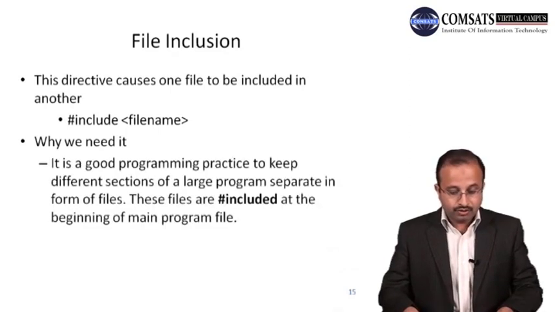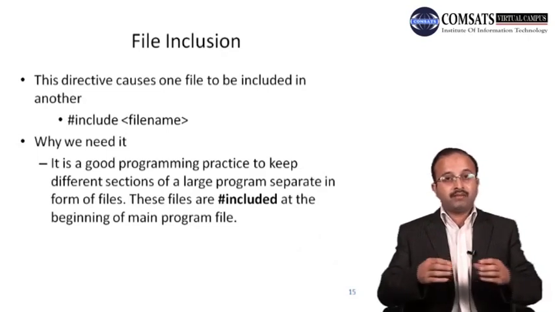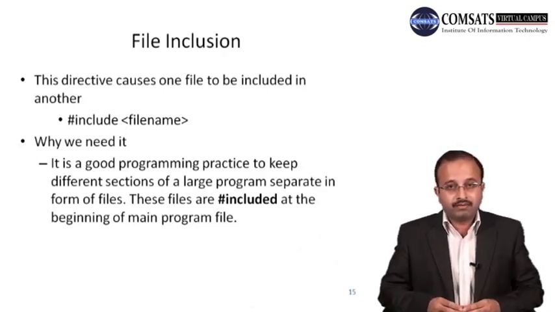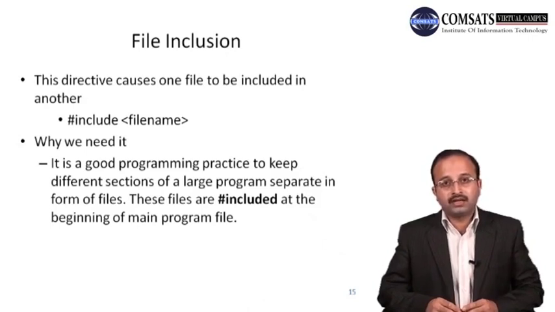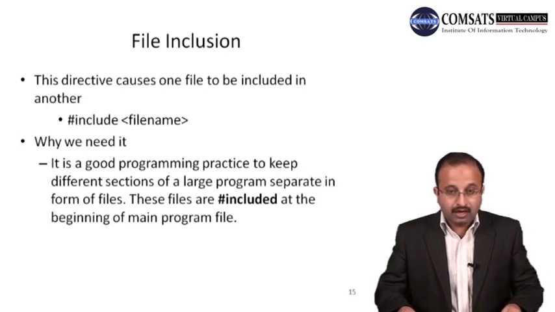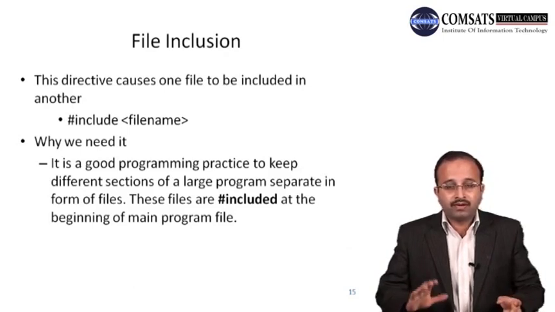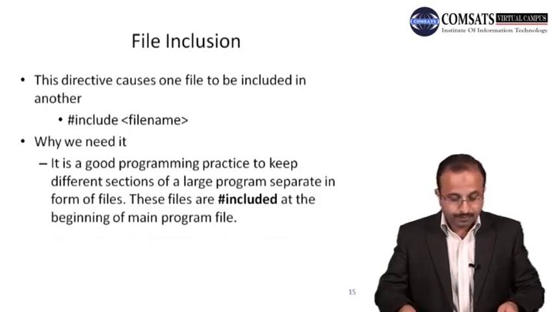Why do we need it? It is good programming practice to keep different sections of a large program separate in the form of files. So these files are included at the beginning of the main function file. जिस program में आपके पास main function आ रहा है, that is the main program file, and you include all those parts of the file in your program. We will see an example of it. कि हम एक प्रोग्राम बनाएंगे, लेट्स से हम एक प्रोग्राम बनाएंगे जिसमें एडिशन हो रही है, सब्ट्रैक्शन हो रही है, मल्टीप्लिकेशन हो रही है, डिवीजन हो रही है, and we will write the function in a separate file and we include that file in our main file.